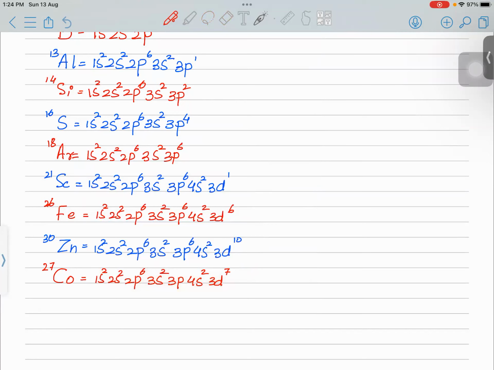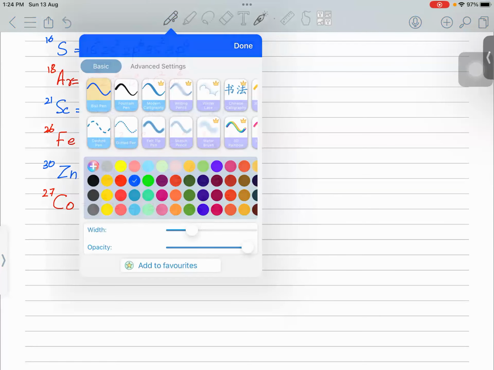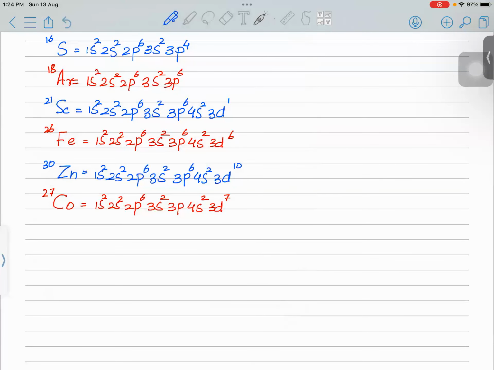Okay, very good. Now, a test for all of you. Chromium, atomic number 24. Anyone can tell me the electronic configuration? This is your test.